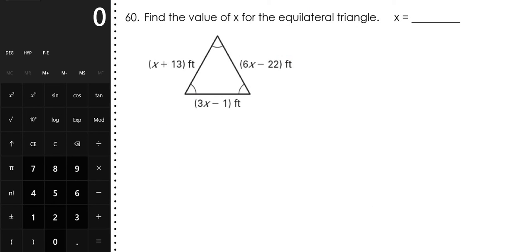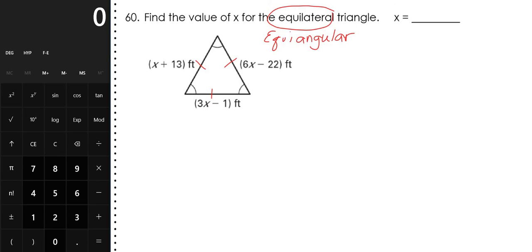Number 60. Find the value of x for the equilateral triangle. Now, equilateral means all the sides are congruent. They're all the same length. It also means that it's going to be equiangular, meaning all the angles are going to be the same measurements. In this case, all the angles are always going to be 60 degrees if it's an equilateral triangle.